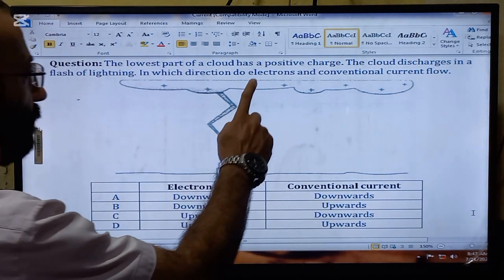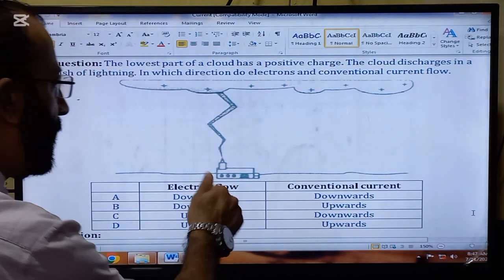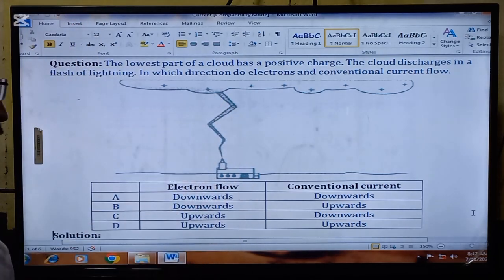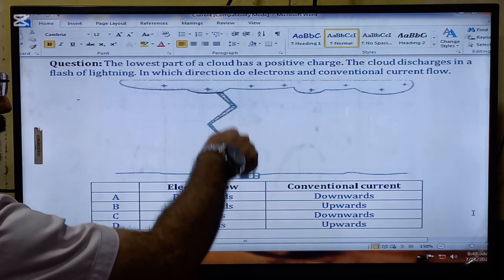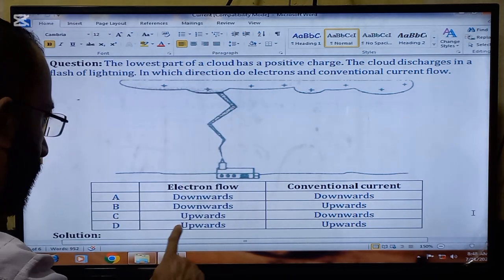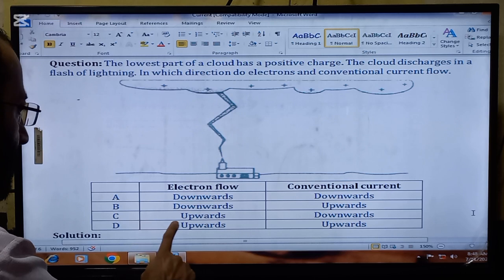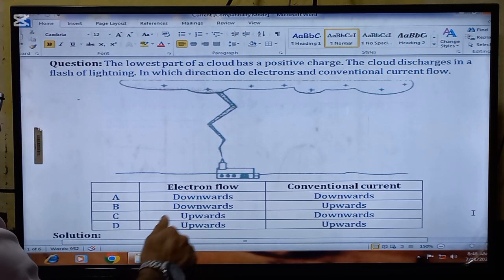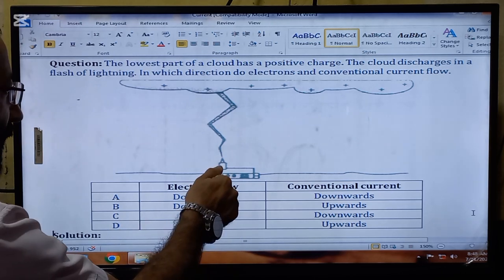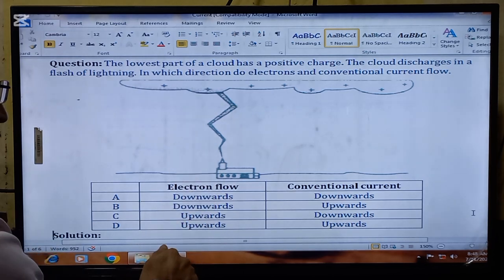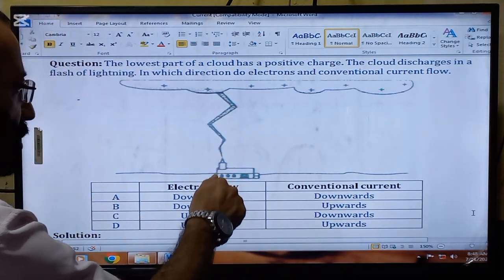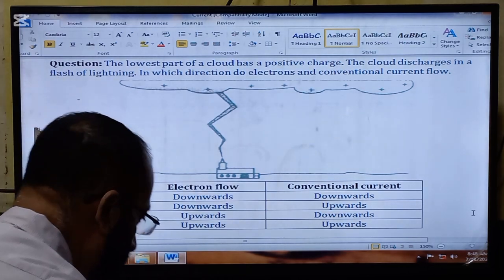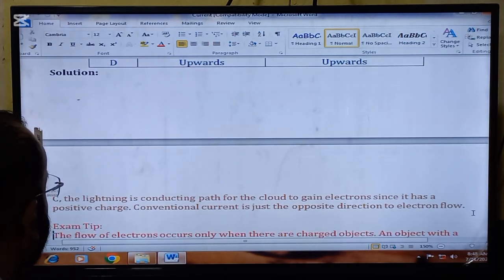And electron flow is from the negatively charged end to the positively charged end. So it means the electron flow will be upward. So option C is the right option. Electron flow is upward from the negatively charged end to the positively charged end, whereas the conventional current is from positively to negatively charged end. So option C is the right answer.